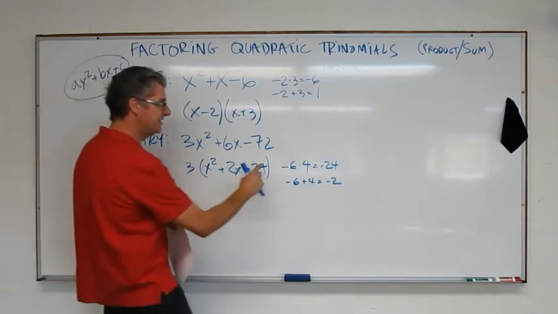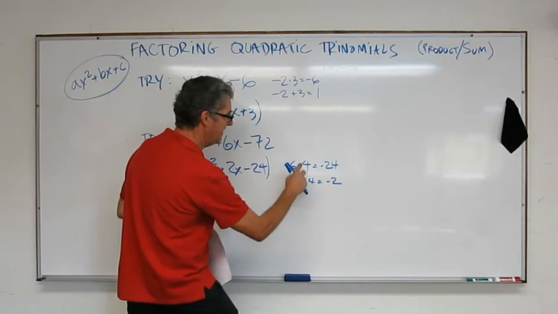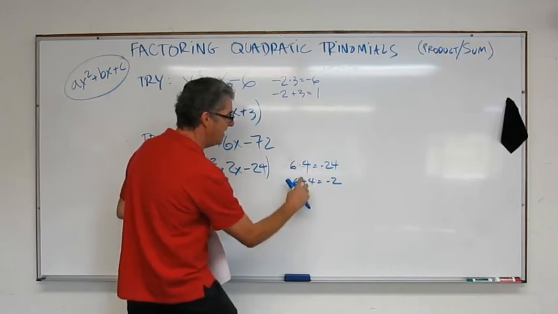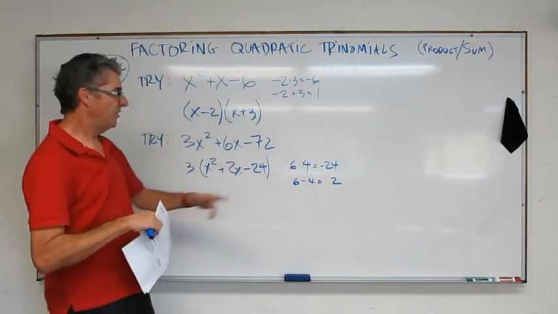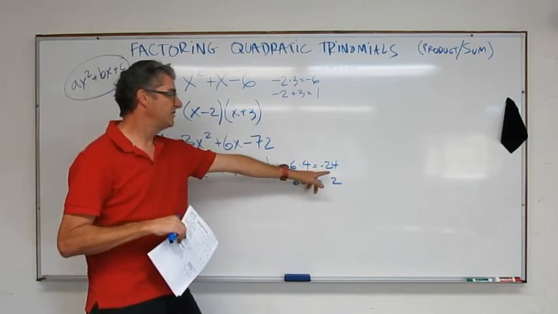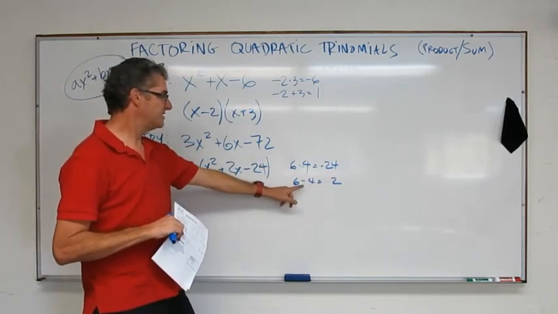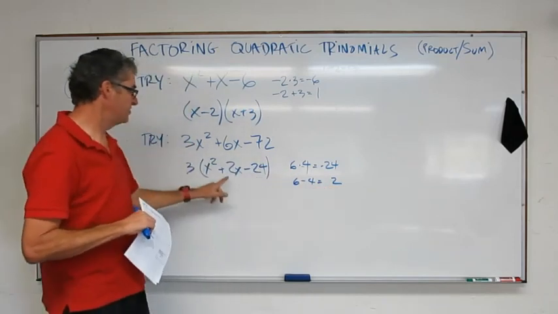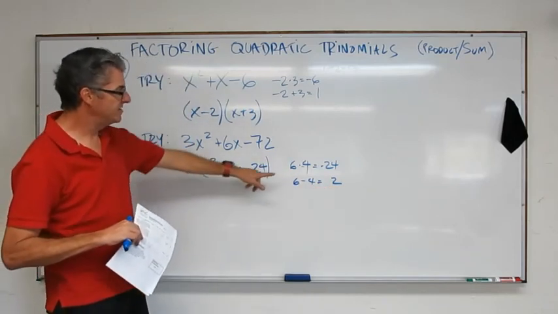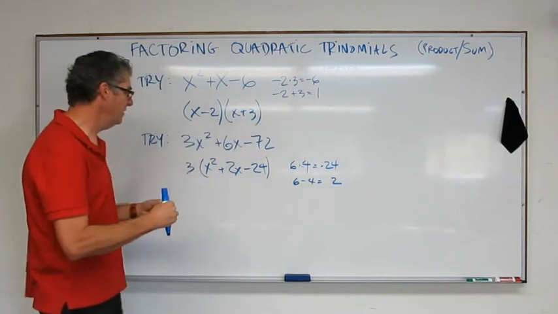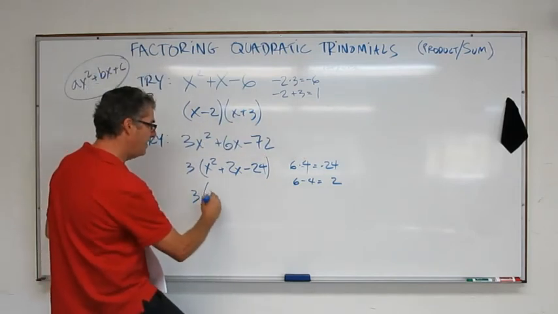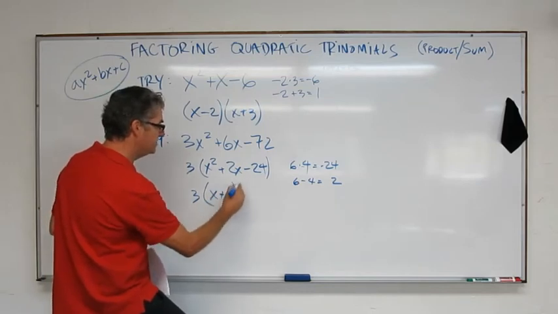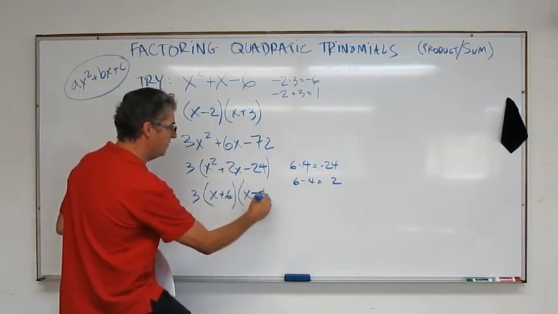If you saw this, you're right. I've got to put my negative there and my negative there. So 6 times negative 4 gives me negative 24, and 6 minus 4 gives me positive 2, which is what I need there. Okay, so my 2 factors are 6 and negative 4. So I bring my 3 down, I do my parenthesis, and now I have x plus 6 times x minus 4.